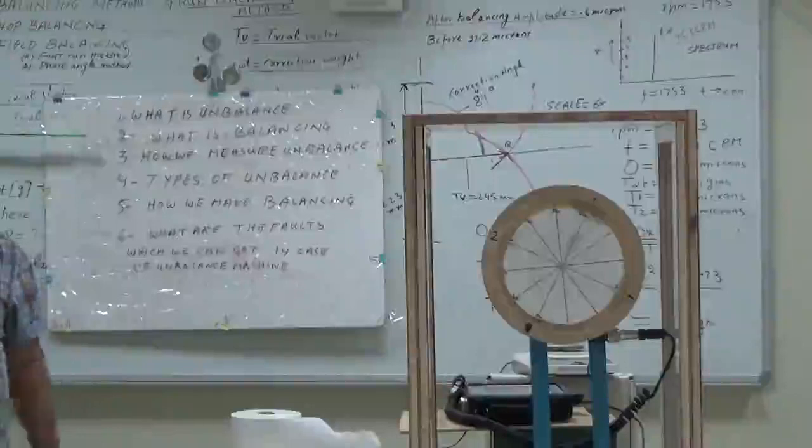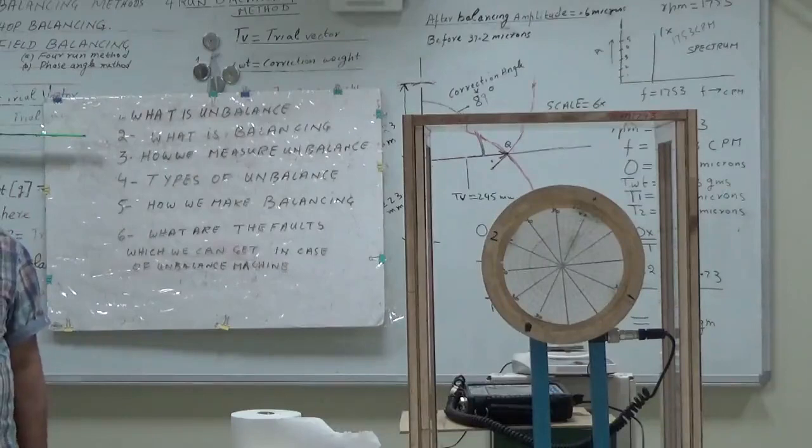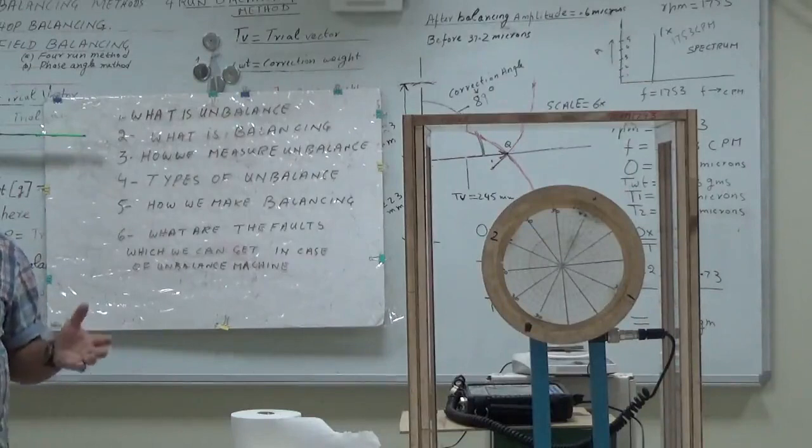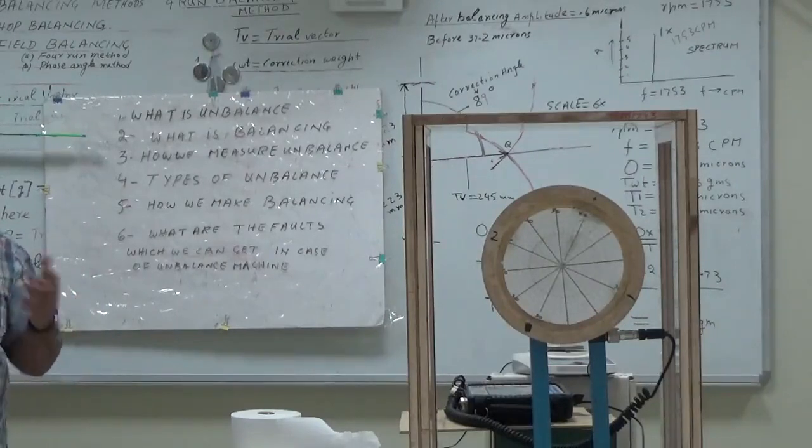Let's change the reading. From the change of these readings after fixing the trial weight, we get new amplitudes T1 and T2. And before that we have got the original reading of the machine for unbalance. The original reading, and T1 and T2, which are trial readings. These are all vibration amplitude readings.